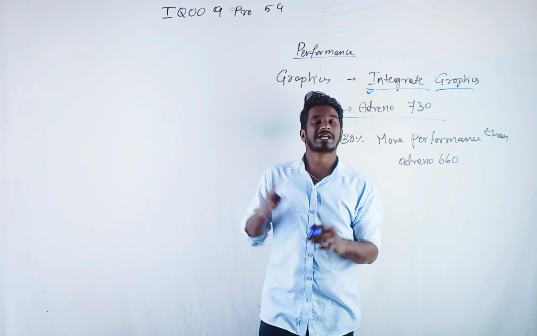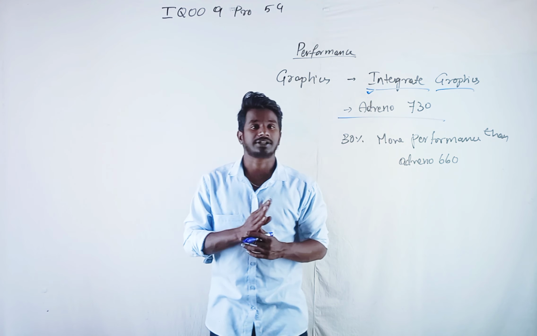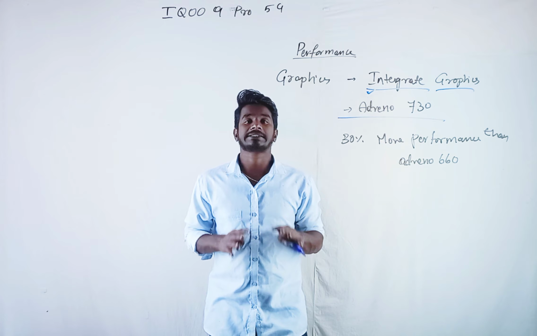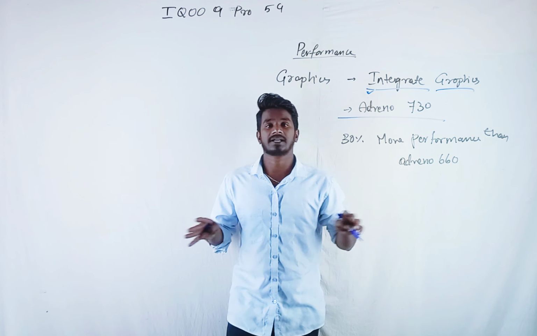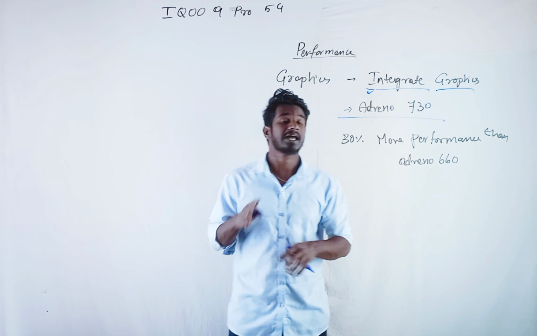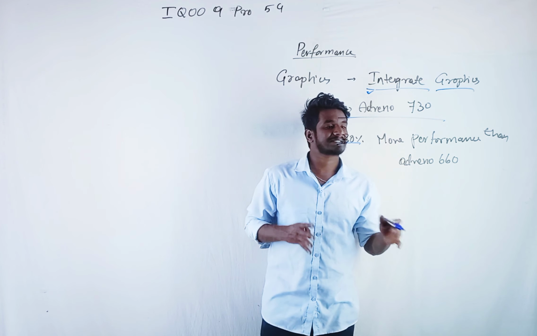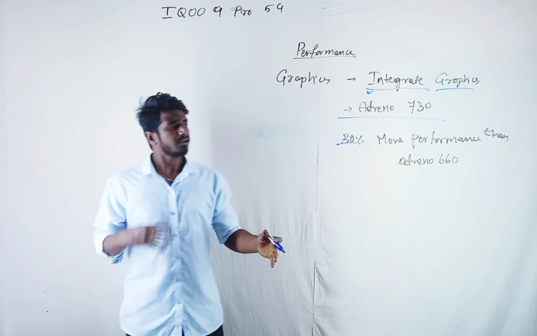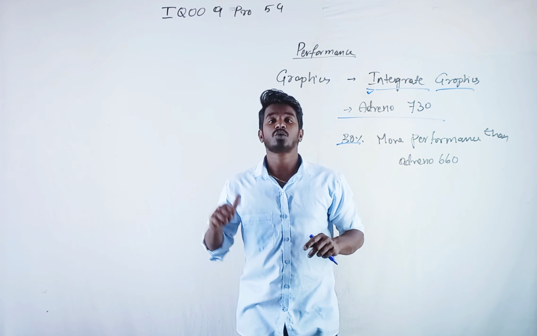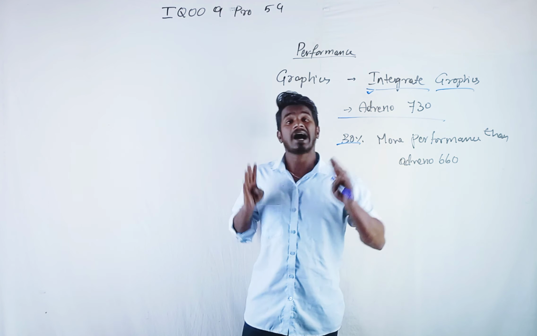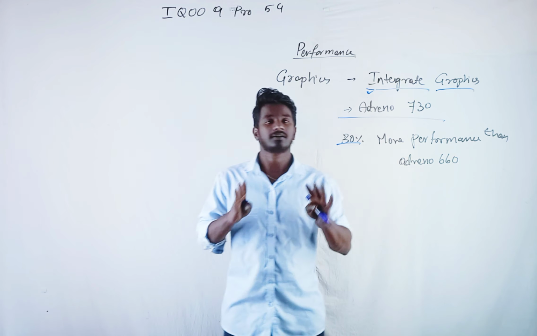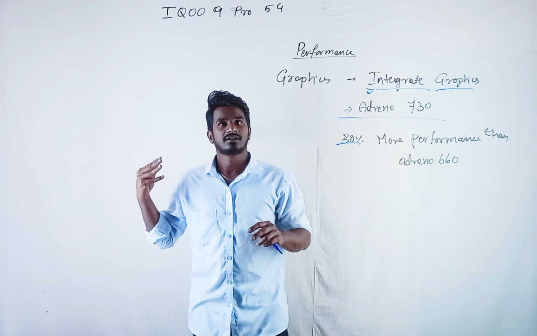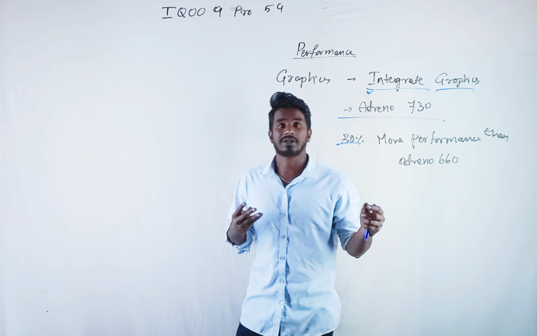They have used Adreno 730. Adreno 730 is the best graphics available for mobile, with 30% more performance than Adreno 660. You can easily edit 4K videos. You can play high-end games on the mobile like PUBG and COD.